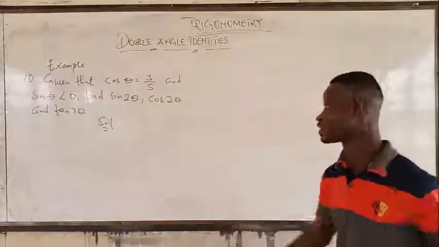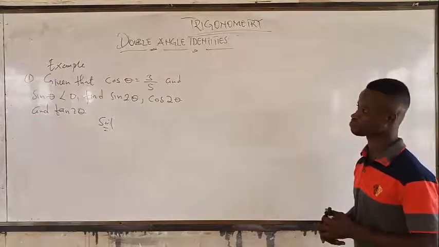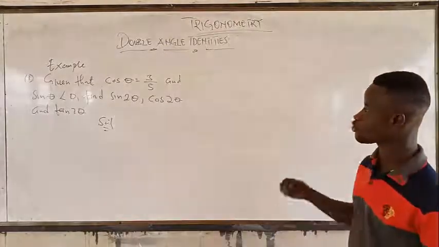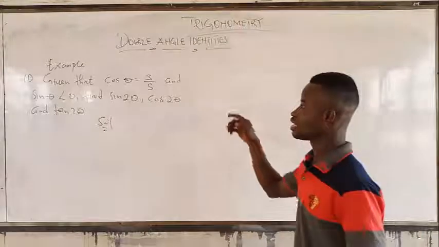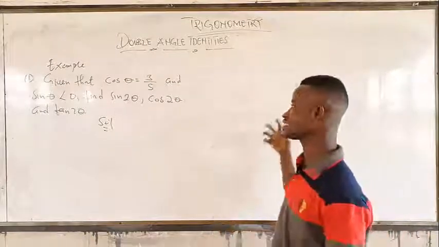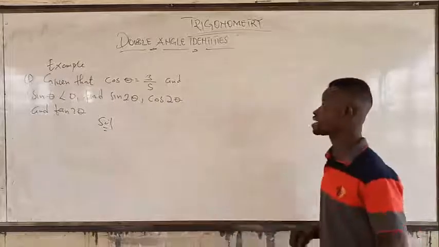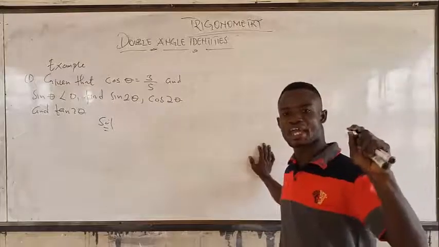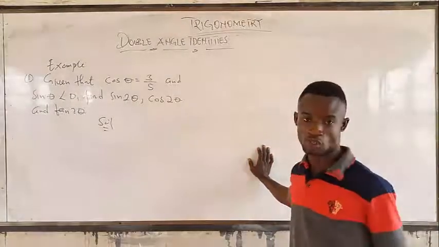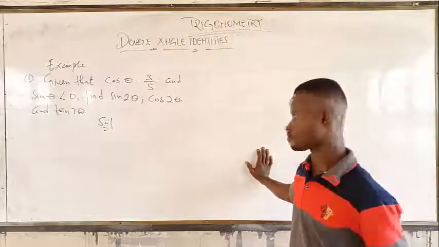Let's go for it quickly. In the question, we have cos theta equal to 3 over 5, and we are saying that sin theta is less than 0. That means the value of sin theta is going to be negative. So the first thing to do is to know the quadrant you are working with.